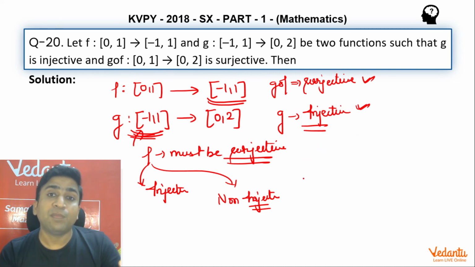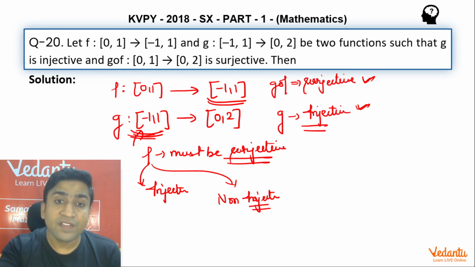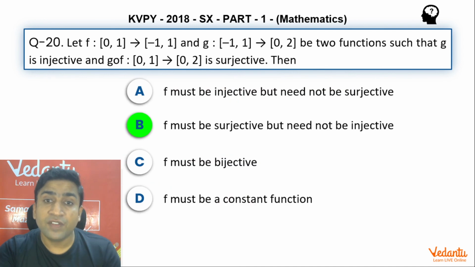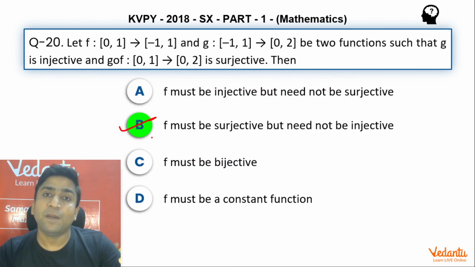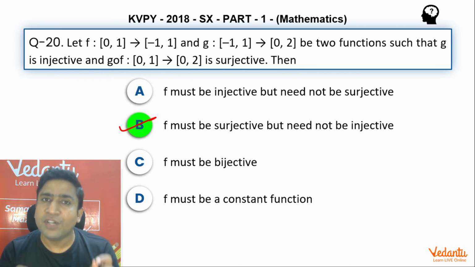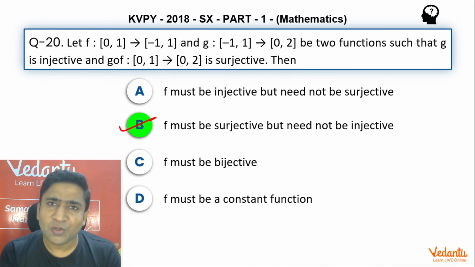So if you ask me the best option corresponding to the options given in the question, I will say f(x) must be surjective but need not be injective, which is option B. I'm sure all of you have understood this logic in a very beautiful manner and appreciated the logic also, right?